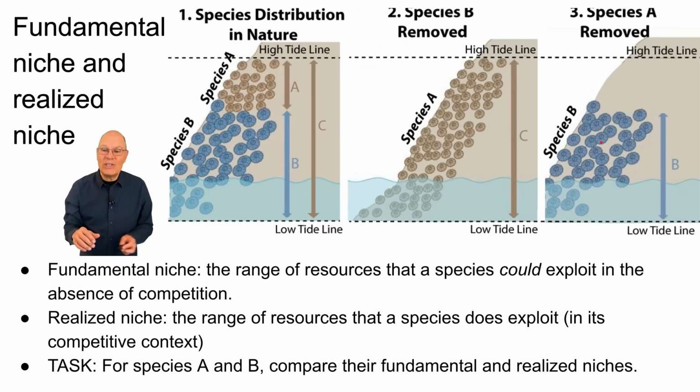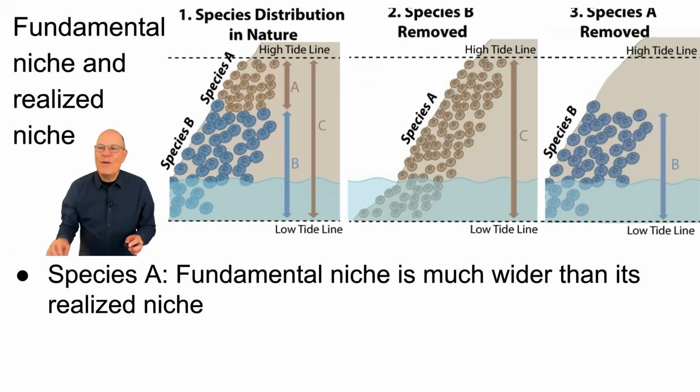So your task is for species A and B to compare their fundamental and realized niches. Pause the video, do that, and then go on. For species A, the fundamental niche is much wider than its realized niche. How do we know that?